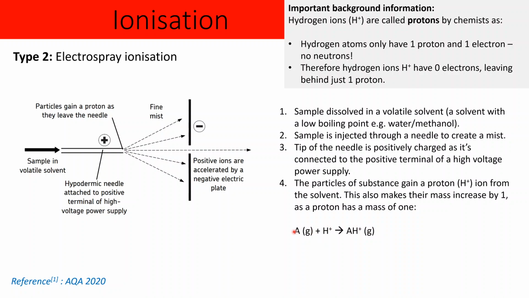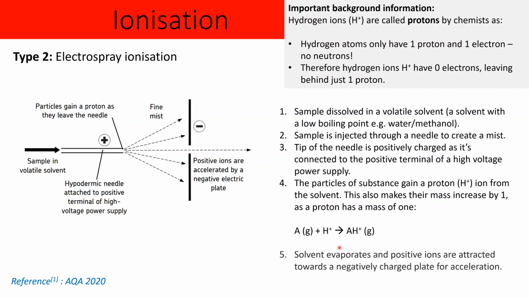So gaseous atoms or molecules of your sample become gaseous ions, but the only reason they're ions is not because they've had an electron removed, but because they've had a proton put onto them, a hydrogen ion. Then your solvent will evaporate away, but because you've made your sample positively charged, with that extra proton on it, you've got these positively charged AH+ ions, so whatever your sample is, plus H+.